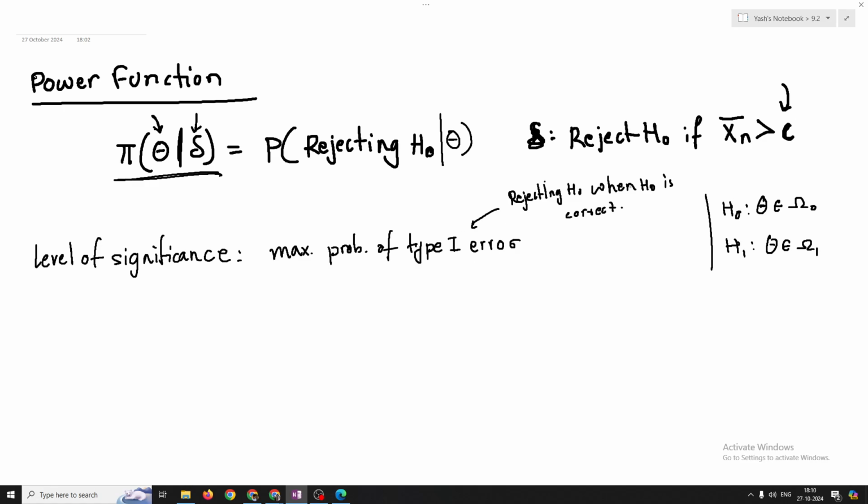Now what is the probability of making a type 1 error? The probability of making a type 1 error would be when our rejection criteria is fulfilled, right? So we reject our H naught if our xn bar, or whatever sample counterpart of theta. See, theta is the parameter, right? We can't observe the parameter. To say something about the parameter, we use some sample counterpart of the parameter, right?